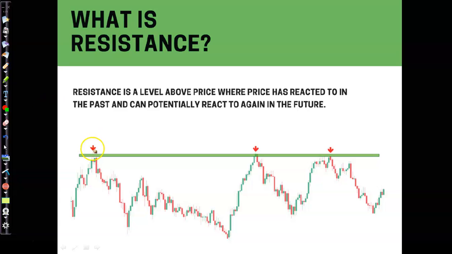suppose price hit this level and reversed back. So once price rejects this point, if price goes up again to this level, there is a probability it will react again, or you can say it may bounce from this area. So that level is called resistance.